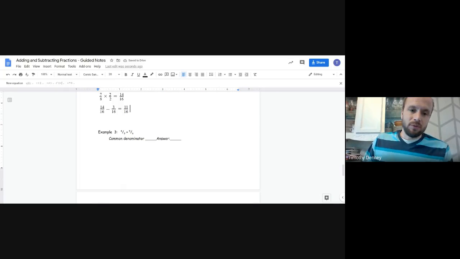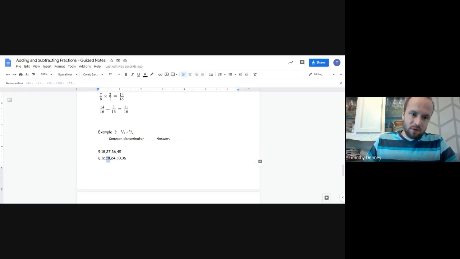All right, let's do one more here. 4/9 plus 5/6. You might already know what the common denominator will be, but I'm going to skip count just to find it. 9, 18, 27, 36, 45. Then count by sixes. And it looks like the first one that they match up with is 18.